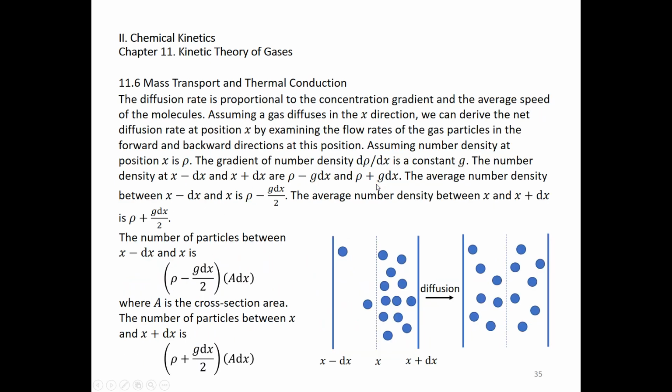So I want to show you the diagram again. So we have half of the molecules moving forward and passing the midpoint. Also, we have the expression for the number of particles moving backward and crossing the midpoint.